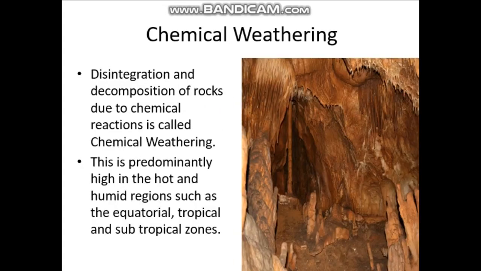Students, what do you know about chemical weathering? Here, the disintegration and decomposition of rocks due to chemical reaction is called chemical weathering. This is predominantly high in hot and humid regions such as the equatorial, tropical and subtropical zones. So where can we see this? Chemical weathering mostly happens in the equatorial, tropical or subtropical zones.